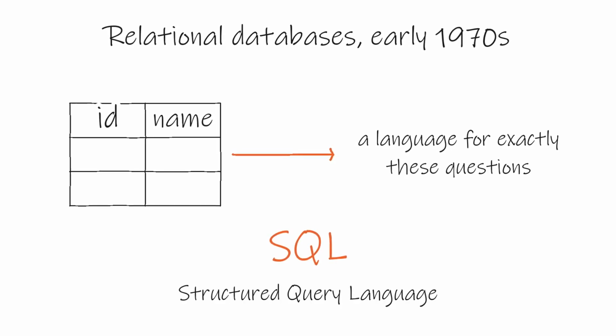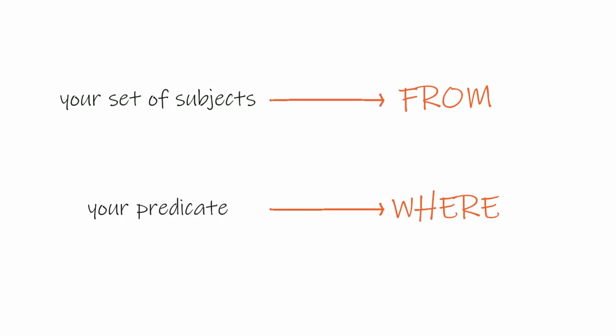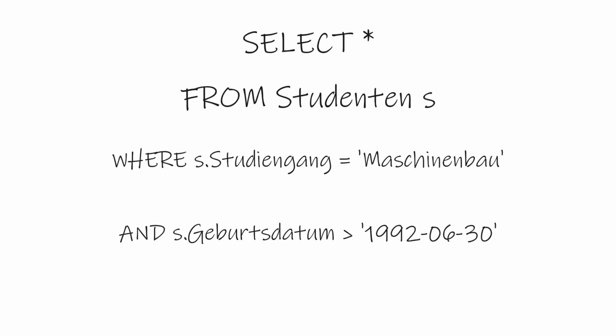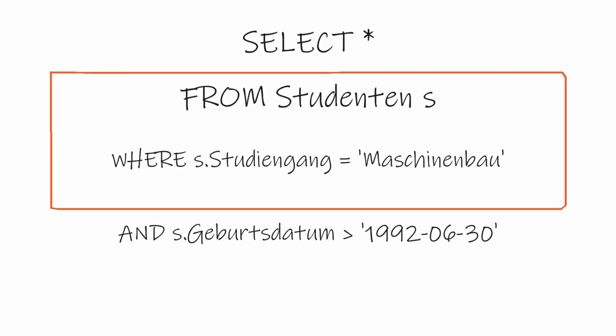SQL, structured query language. Your set of subjects goes after the keyword FROM. Your predicate goes after WHERE. SELECT star FROM student S WHERE S dot Studiengang equals Maschinenbau, and S dot Geburtsdatum is later than the 30th of June, 1992.